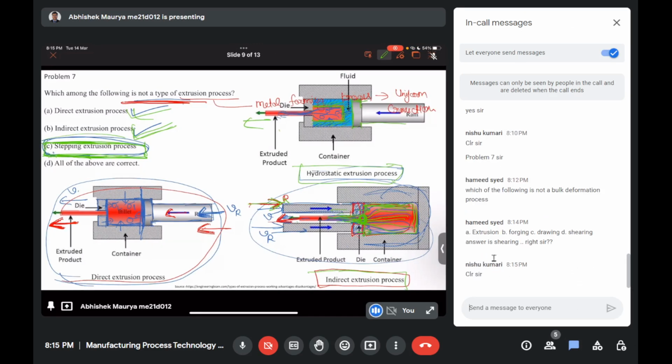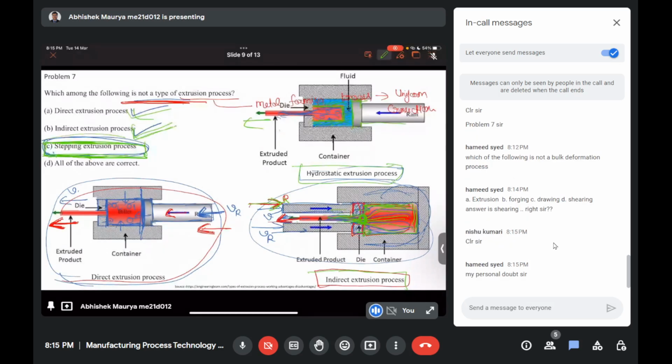Okay, now it's clear to Nishu. Hamid, A extrusion, B forging, C drawing, D shearing. Answer is shearing, right, sir? This is for which problem, Hamid? I am not aware of this question which I have explained. Hamid, you have written some doubts, but the recording is without the question. So this is the option you have given. Which of the following is not a bulk deformation process? Extrusion, forging, drawing, shearing.